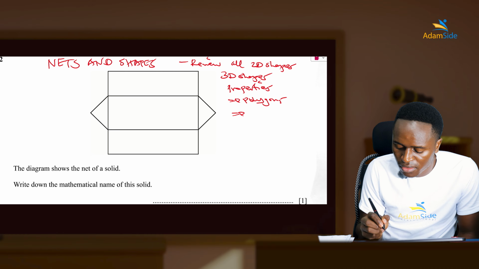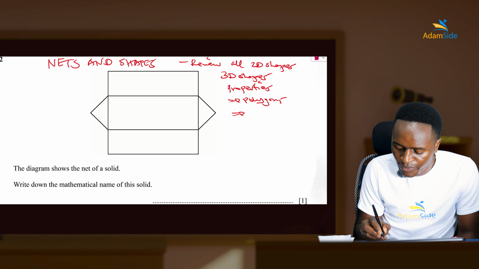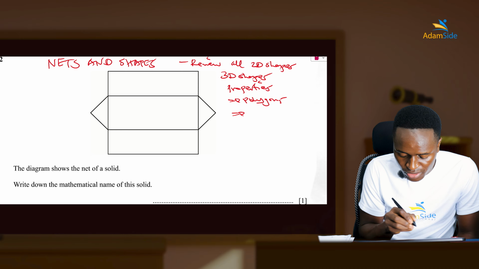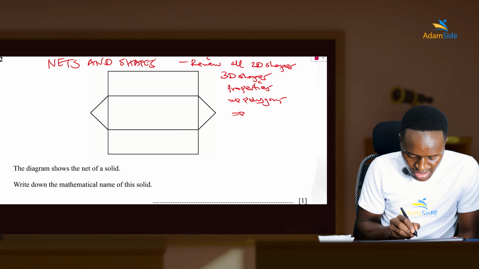Some of the interior angles, you need to know them by fingertip. And then you also need to know how to draw the nets of the 3D shapes. Very important. So the diagram shows the net of a solid. Write down the mathematical name of this solid.